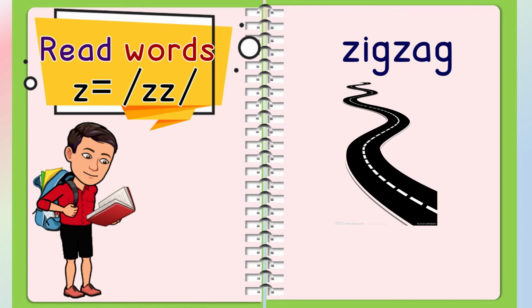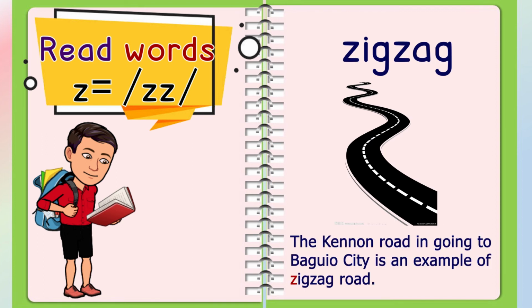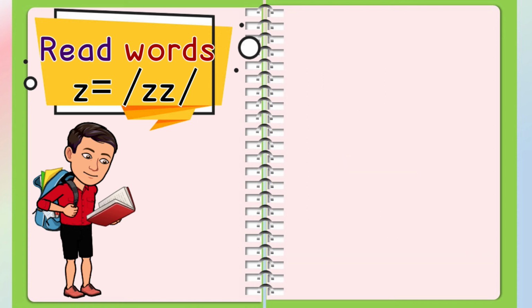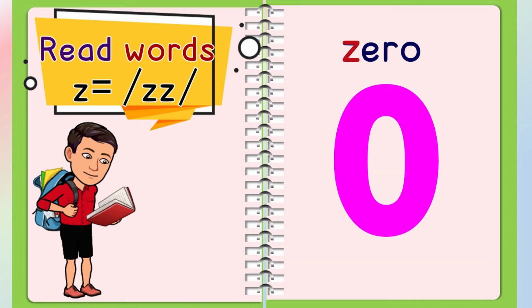Yawn. Z, z, zigzag. The Cannon Road in going to Baguio City is an example of zigzag road. Zigzag. Z, z, zero. Zero simply means nothing or none.